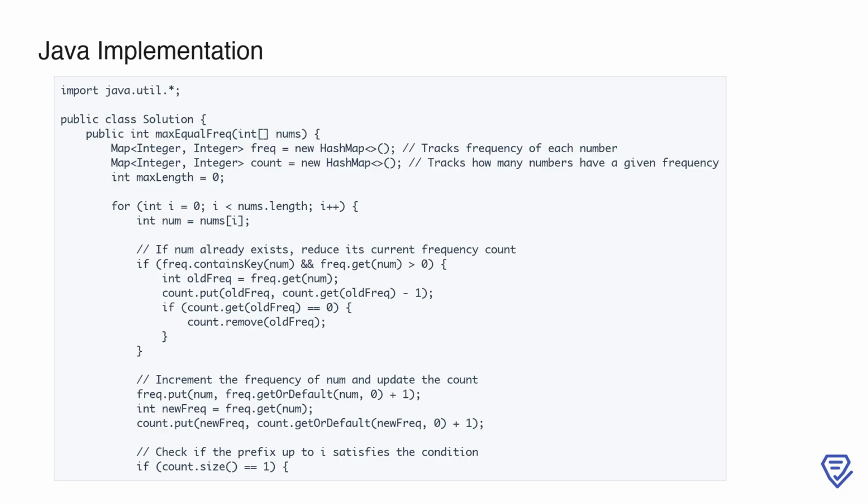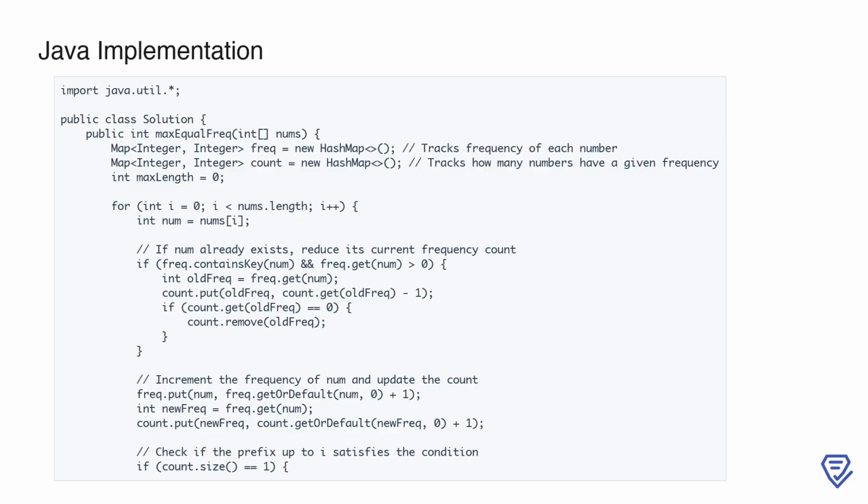Here, we start by defining a Java method named maxEqualFrequency that takes an array of integers, nums, as input. To solve the problem, we use two hash maps. The first map, frequency, keeps track of the frequency of each number in the array, while the second map, count, tracks how many numbers have a specific frequency. Additionally, we initialize maxLength to 0, which will store the maximum length of the prefix that meets the required condition.